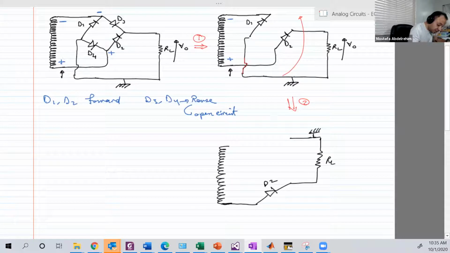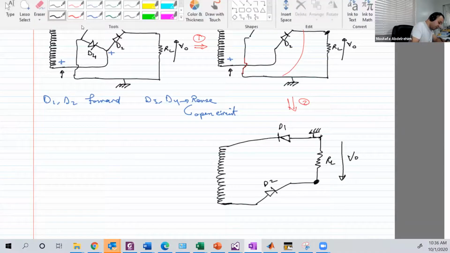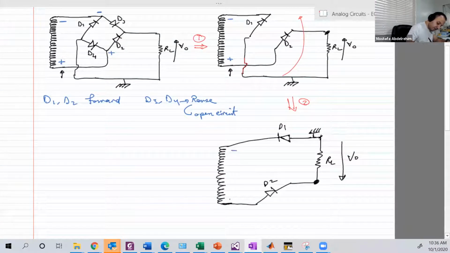And also when you flip this wire up, this guy D1 will be in that way. Okay, so this is D1. And remember, VO is from the ground to this point. The ground is here, and this point now becomes here. And don't forget the polarity, negative and positive.